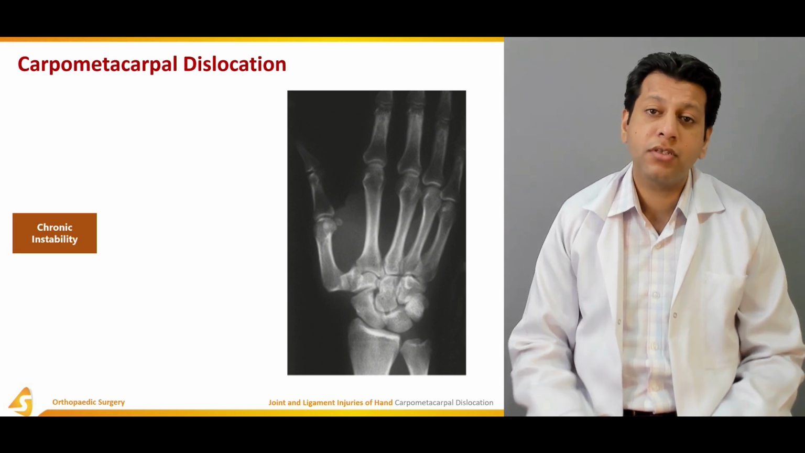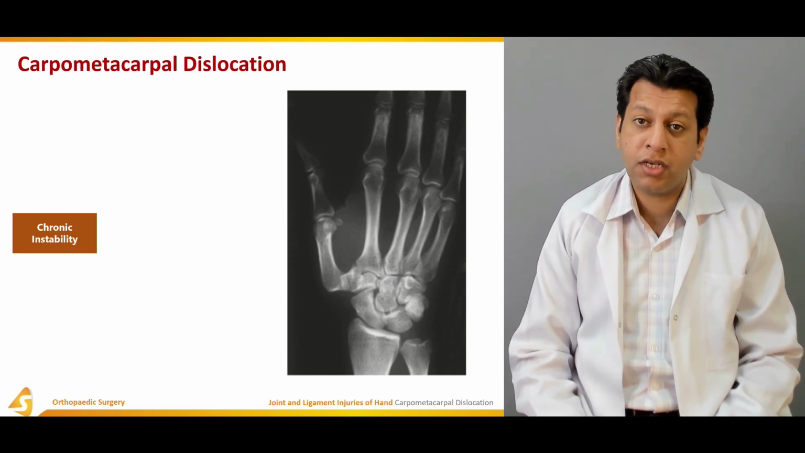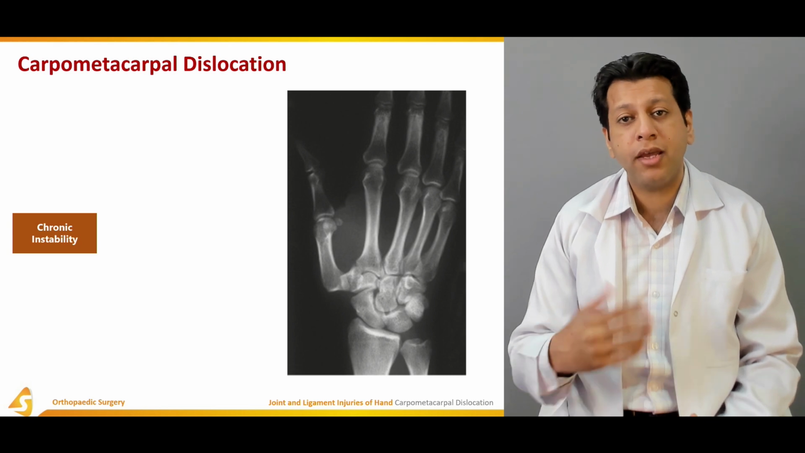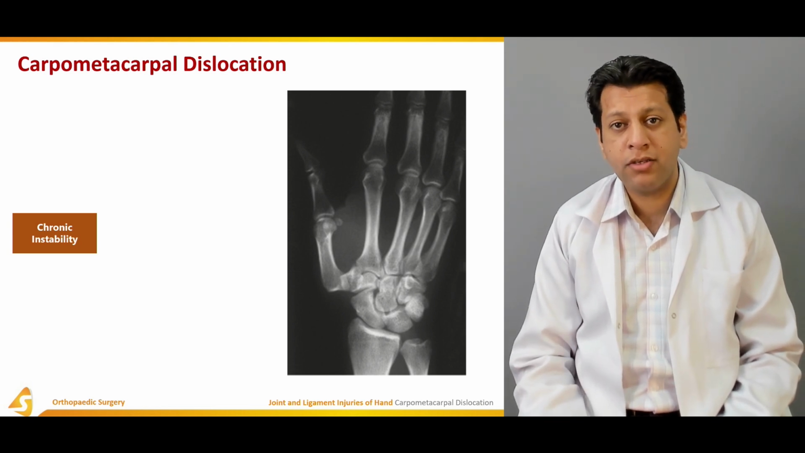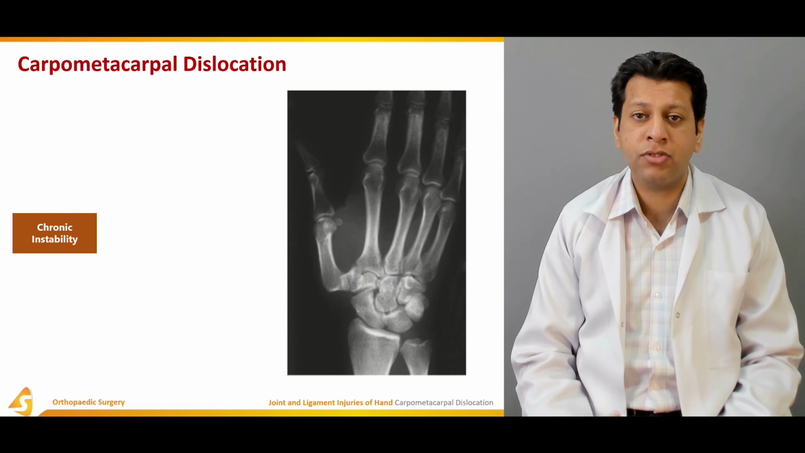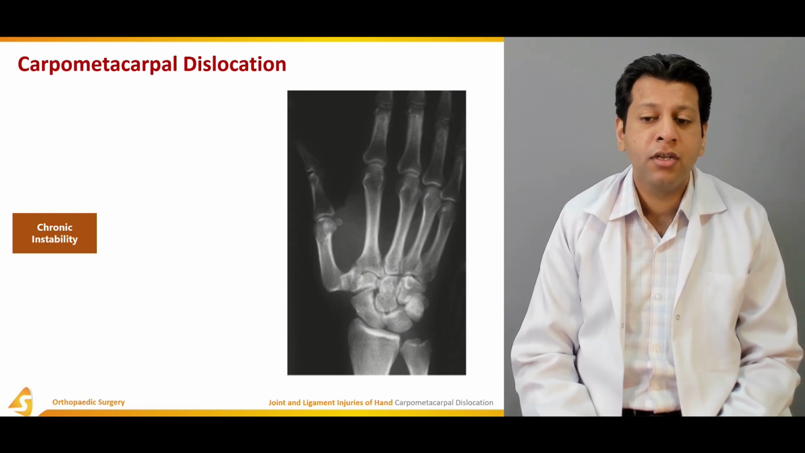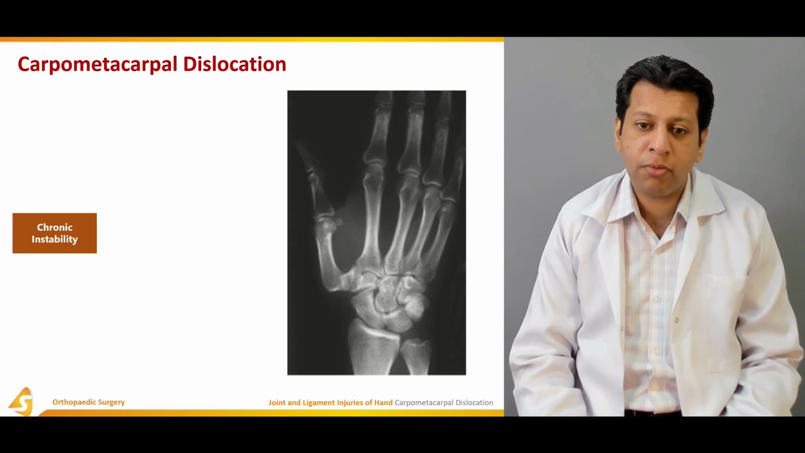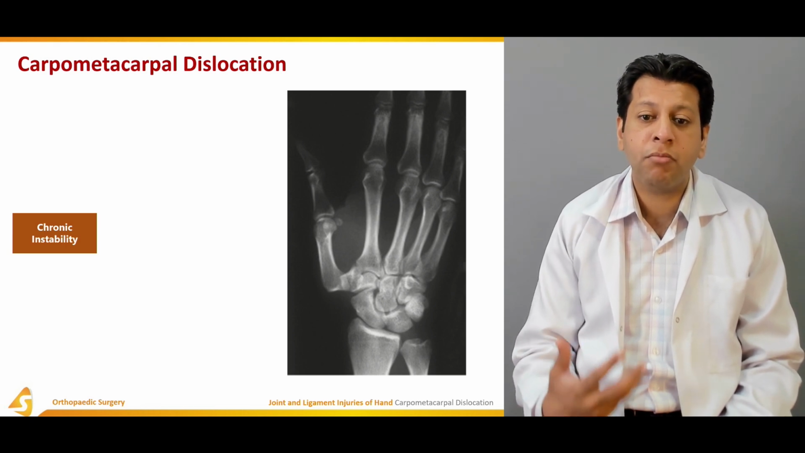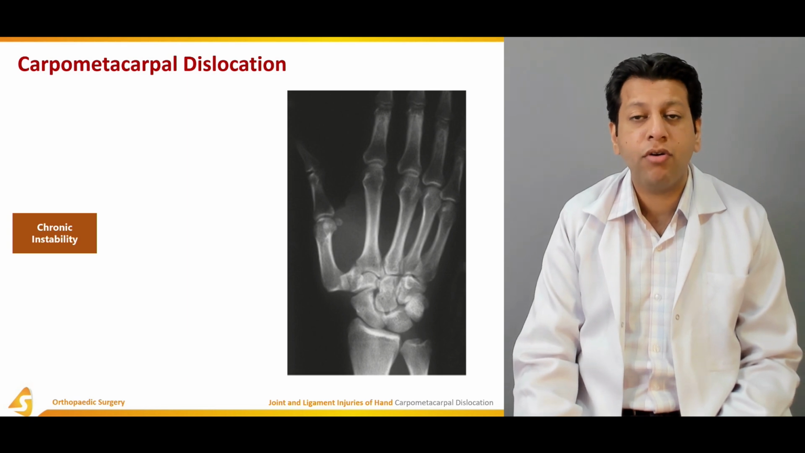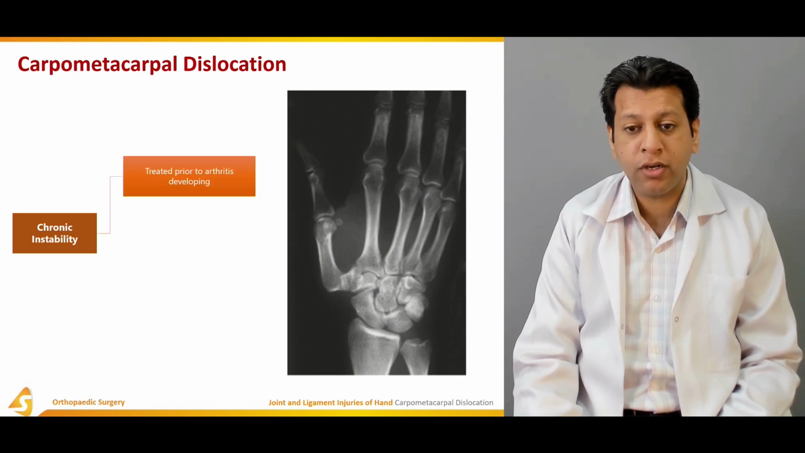Now, this may be associated with chronic instability at times as well. Why? Because the acute injury happened, there was no fracture, only the dislocation was there. The dislocation was reduced despite the K-wiring and splint being done. Sometimes the ligaments do not heal properly. This leads to a kind of chronic instability of the first carpometacarpal joint.